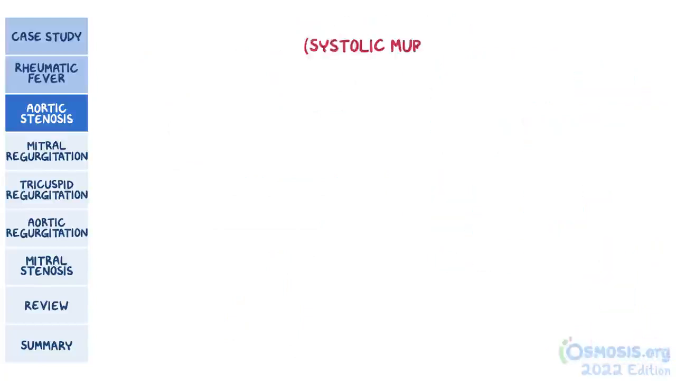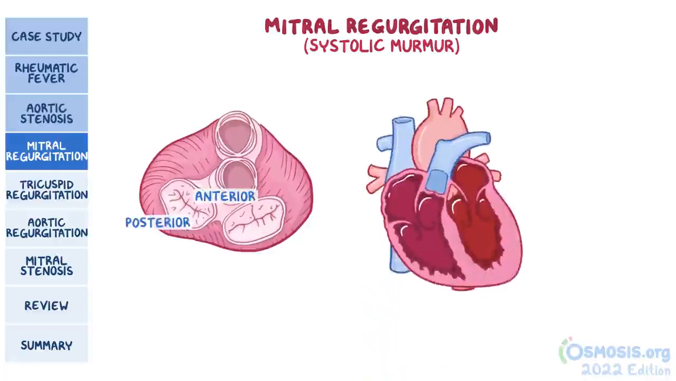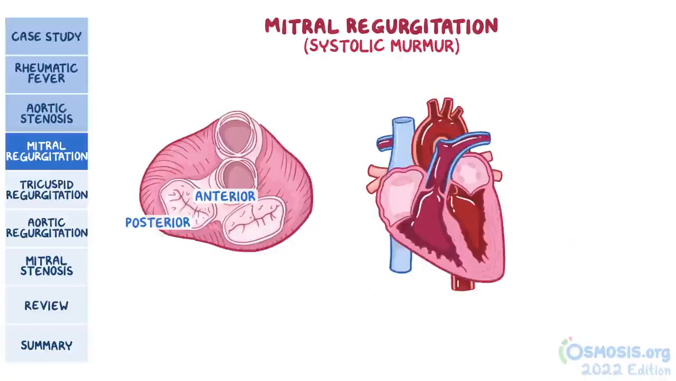The next systolic murmur is caused by mitral regurgitation. The mitral valve has 2 leaflets, the anterior and posterior leaflet, and together they separate the left atrium from the left ventricle. During systole, the valve closes, which means blood has just one option, to be ejected out through the aortic valve and into circulation. Mitral regurgitation is when the mitral valve doesn't shut all the way, therefore blood can leak back into the left atrium.